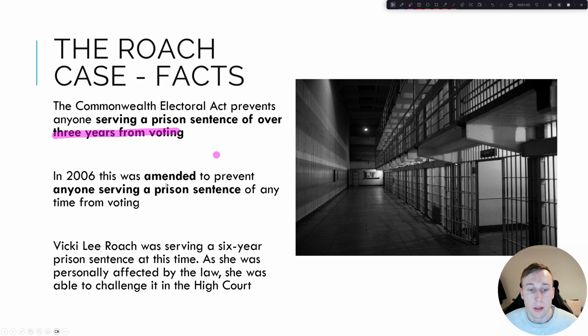And then the last thing is that this particular prisoner at the time was serving a 6-year prison sentence, which meant she wasn't allowed to vote at all. And she felt that she was personally affected by the law. So she wanted to go and challenge it in the High Court to see if we could get this particular law that was introduced removed.